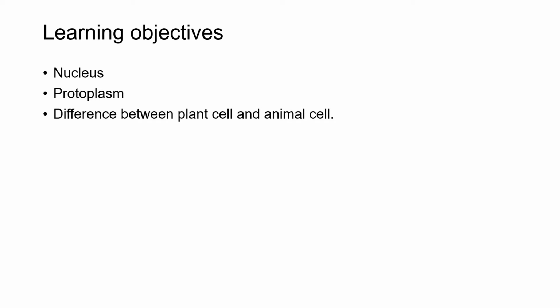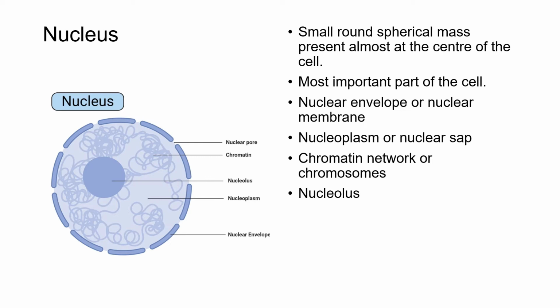Now, what are the learning objectives of today's lesson? Today we are going to discuss what is nucleus. Though we all know what the nucleus of a cell is, we need to discuss it in detail. We are going to discuss protoplasm, and we are going to discuss the difference between plant cell and animal cell. Now, first let us see what is nucleus.